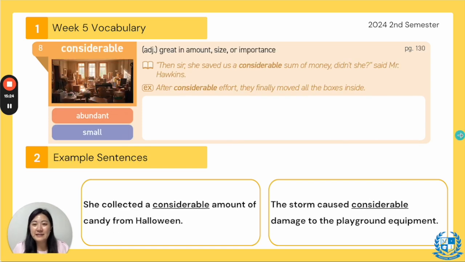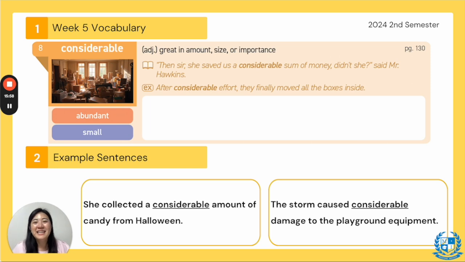Number 8, everyone say considerable. Considerable. The synonym is abundant and the antonym is small. It's an adjective and it means great in amount, size, or importance. So here, this word great doesn't just mean great. Great here means a lot. So great in amount, great in size, and great in importance. Very, a lot.